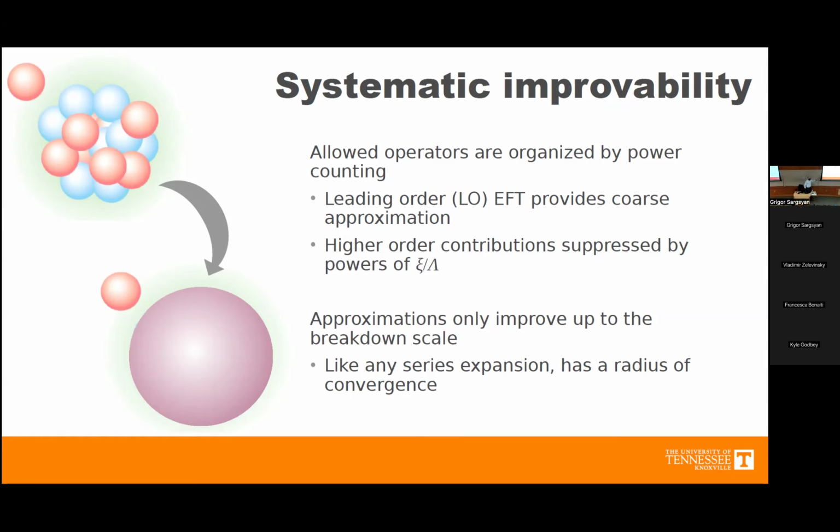Another hallmark of the breakdown scale is the series expansion will only improve, or the description for the theory will only improve up to that breakdown scale. Essentially, above that breakdown scale, in general, your leading order theory may actually provide better predictions than next to leading order or next to next to leading order, which we will see later on.